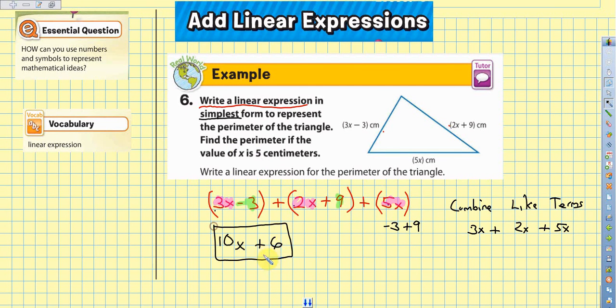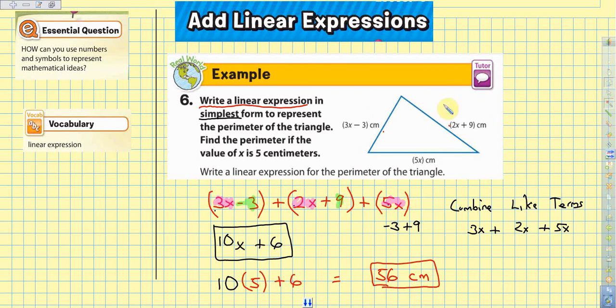My second part of my answer is x is 5 centimeters. Well, if that's the case, I just plug that in, just like I was evaluating before. So I'm going to have 10 times 5 plus 6 equals 56. And don't forget, it's 56 centimeters. And so now that's going to be my answer.